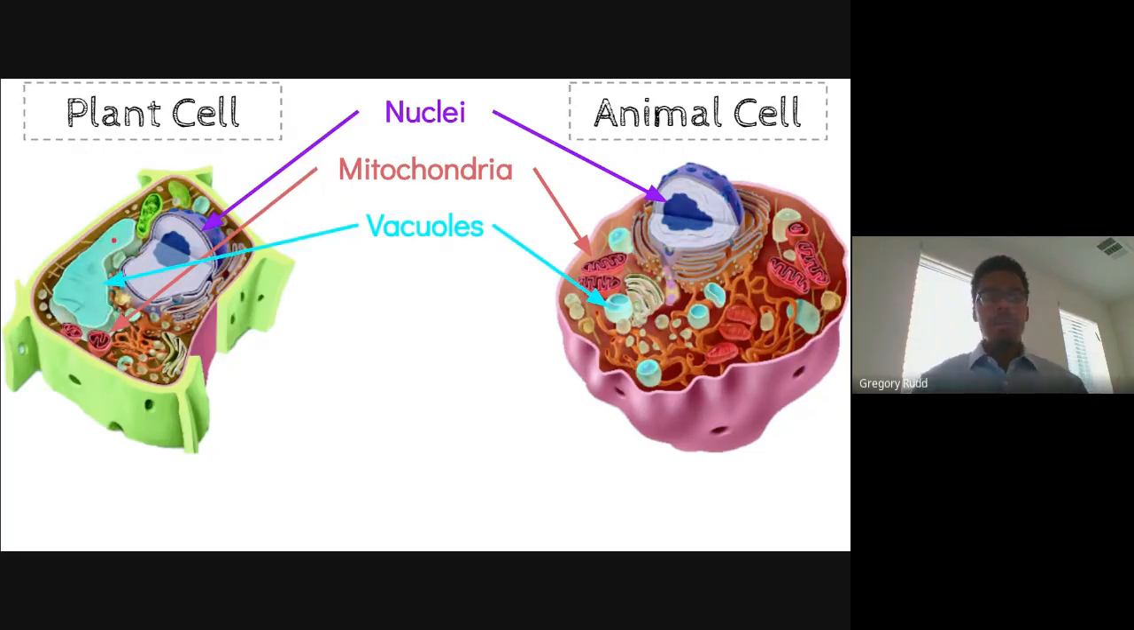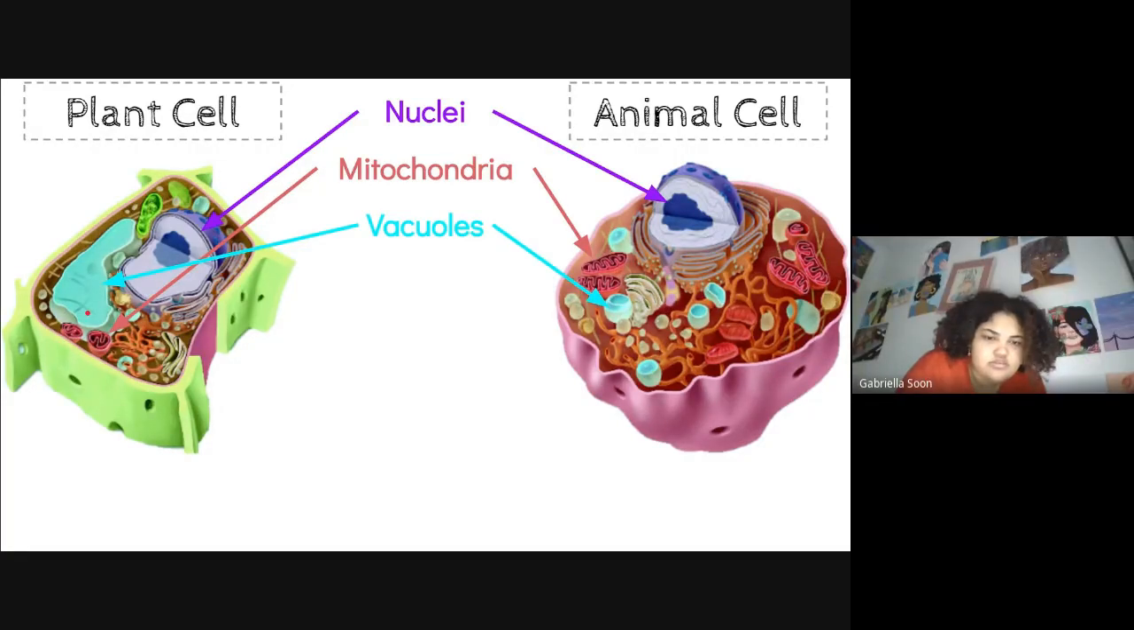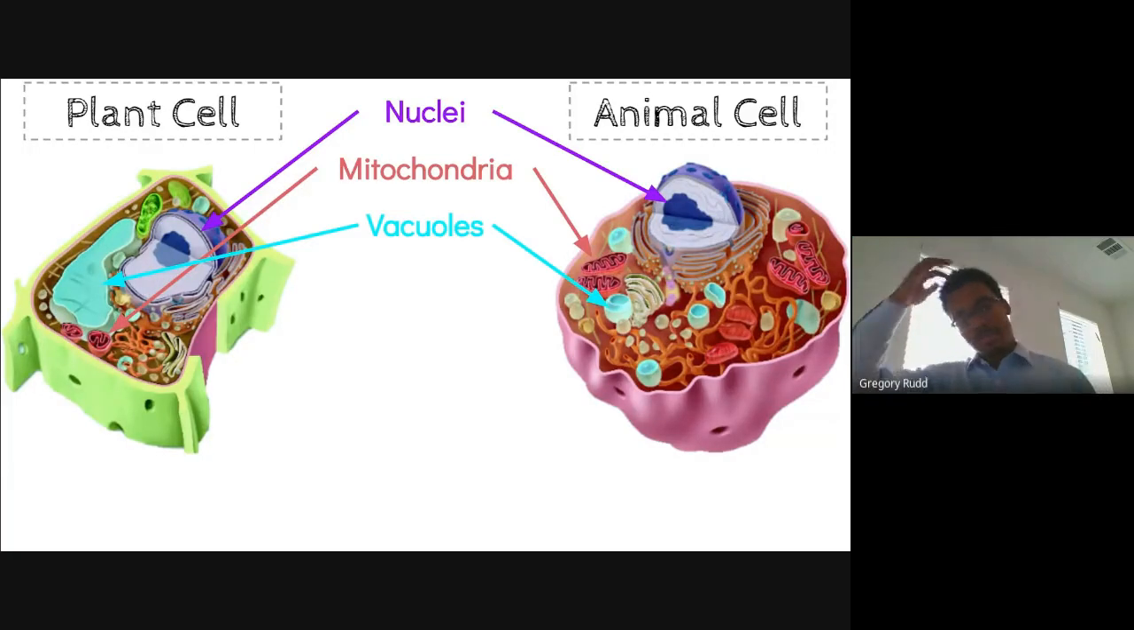Can anybody remind me of why that is? Why is the vacuole in a plant cell so large? Because it needs to store a lot of water. Excellent. It needs to store a lot of water.